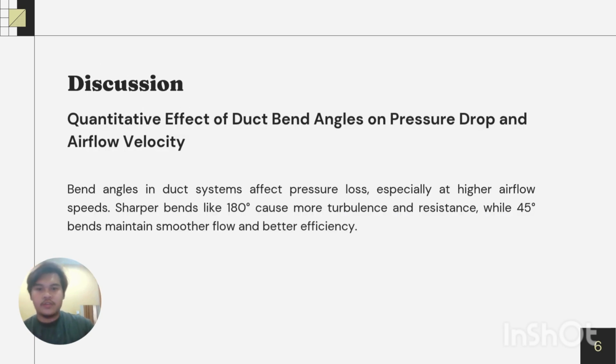For discussion, we have chosen two different questions to be answered. The first one is the quantitative effect of duct bend angles on pressure drop and airflow velocity. Bend angles in duct systems affect pressure loss, especially at higher airflow speeds. Sharper bends like 180 cause more turbulence and resistance, while 45 degrees maintains smoother flow and better efficiency.